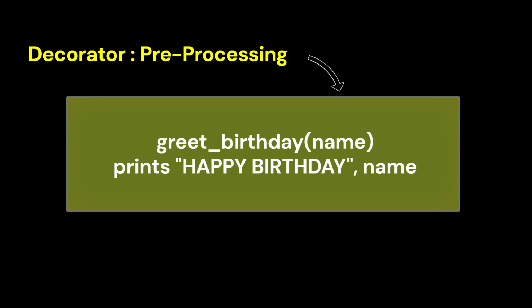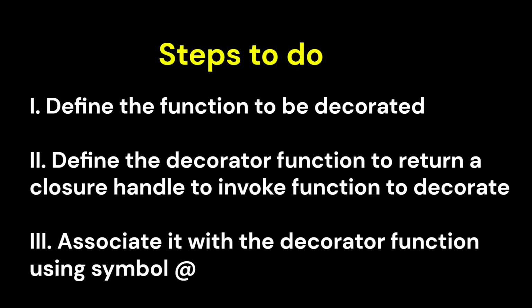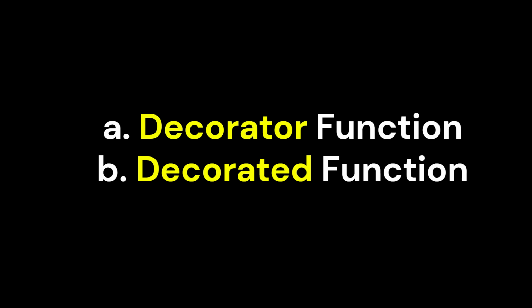If we want to do some kind of pre-processing or post-processing to greet birthday method, then we will create decorators. So now the next step is to define the method and try to use a decorator with it. How we are going to define a decorator, that we will see in the later part of the video. First, we will see how a function using a decorator is defined. Let me also add that there are two basic terminologies here. One is the decorator function and the other is the decorated function. Now we'll quickly see how we define the function.